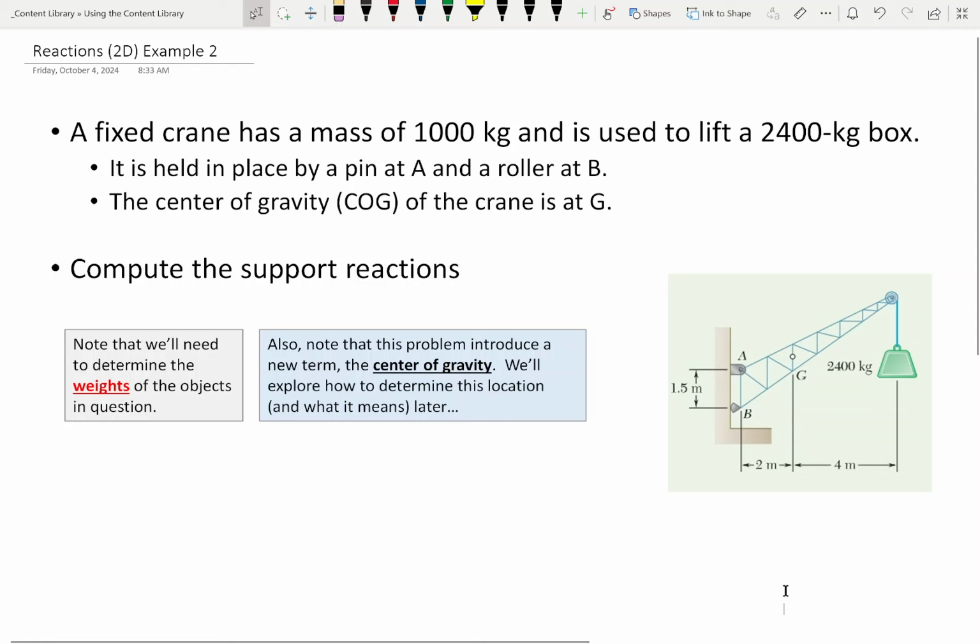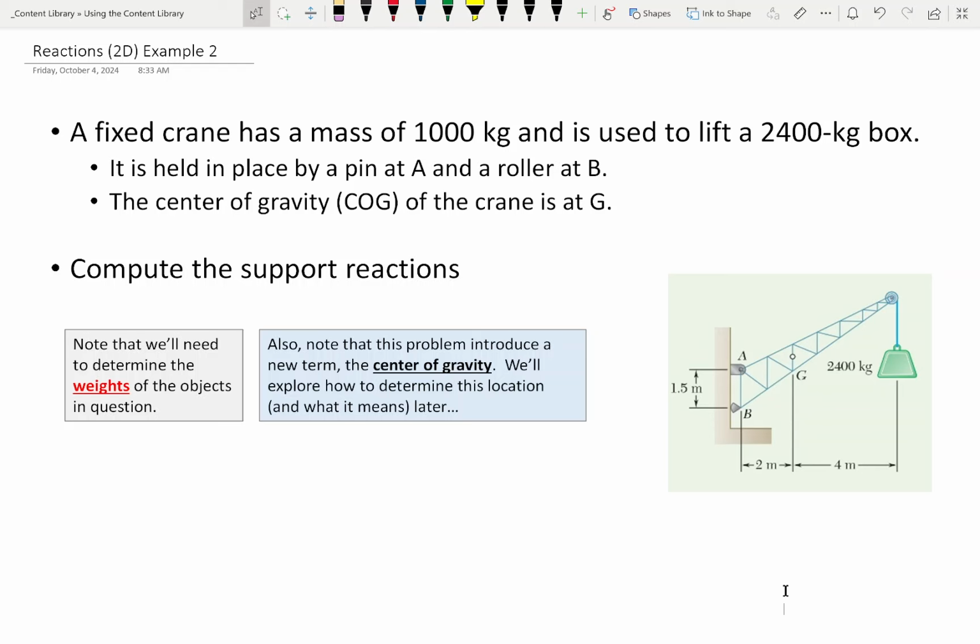Okay. So here's this one. I have a crane that's picking up a pretty heavy load, a 2,400 kilogram box. That's heavy, so I hope they're using proper OSHA safety procedures. The crane itself is not as light as a feather. The crane itself has a mass of 1,000 kilograms. Did I say weight of 2,400 kilograms? I hope I didn't say that. Mass of 2,400 kilograms. So it's held in place by a pin at A and a roller at B.